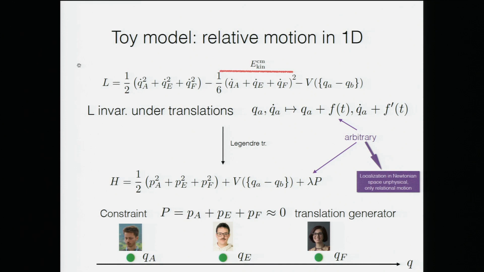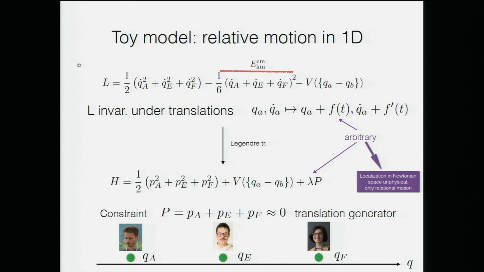So basically, a simple idea. You pick the standard kinetic term, subtract the kinetic energy of the center of mass, and add a translation invariant potential. Then you can easily convince yourself that this is globally translation invariant, so the action remains invariant. That's the symmetry here. Basically, what that means is that the physics here is purely relative, so the localization in this Newtonian background space is not physically relevant. It's only the relative motion that counts here.